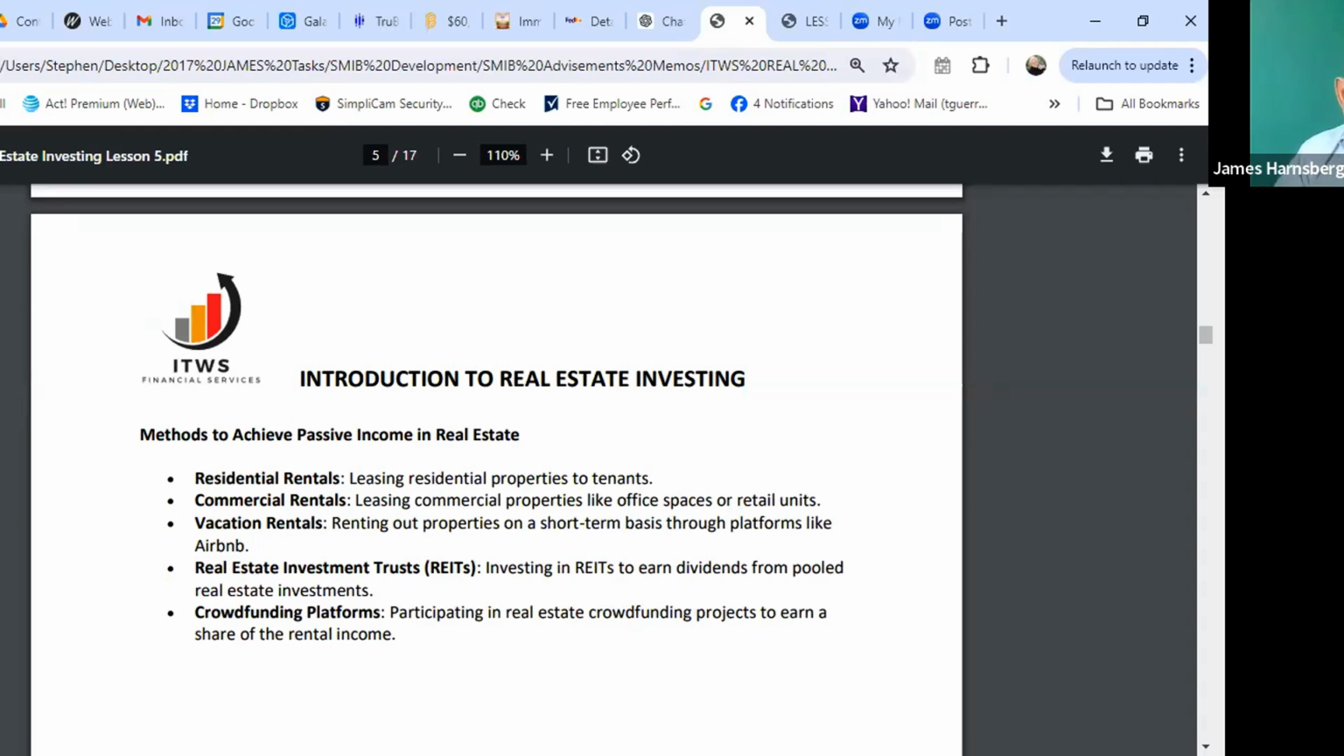Commercial rentals, 5 units or more, or a commercial building. Leasing commercial properties, office space, or rentals, 5 units or more, are very different in the financial analysis. In other words, we evaluate a 5 unit completely different than a 3 unit or a 4 unit because it's commercial. Other rules attach and other financial rules apply. Vacation rentals. This is becoming a very, very popular segment of real estate investing.